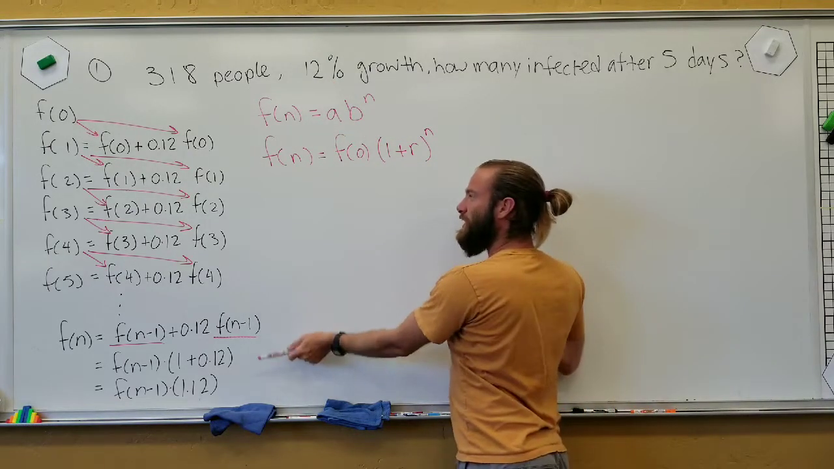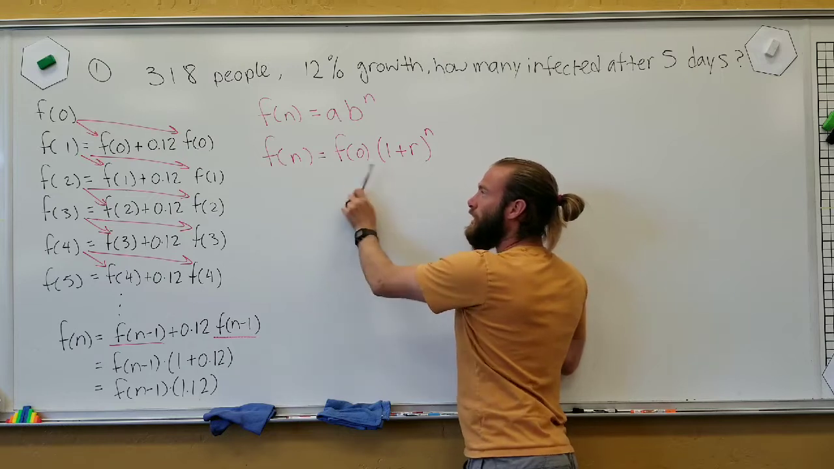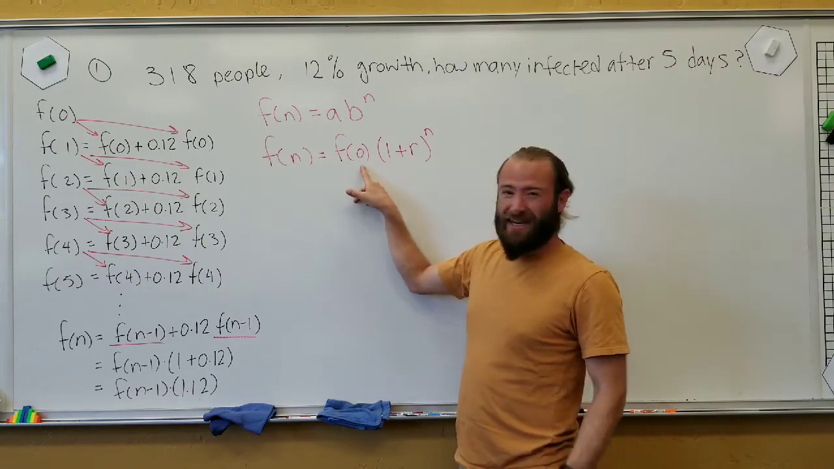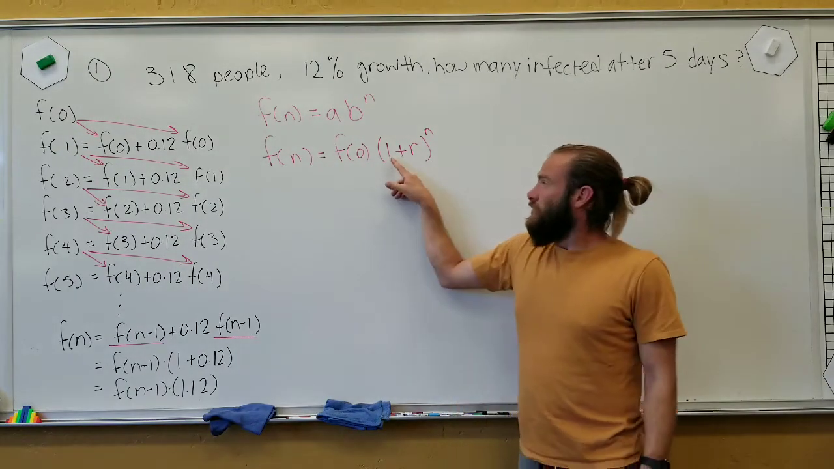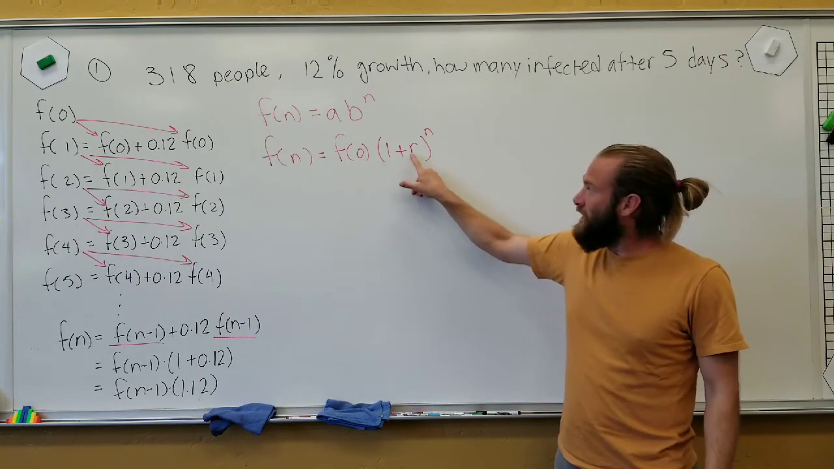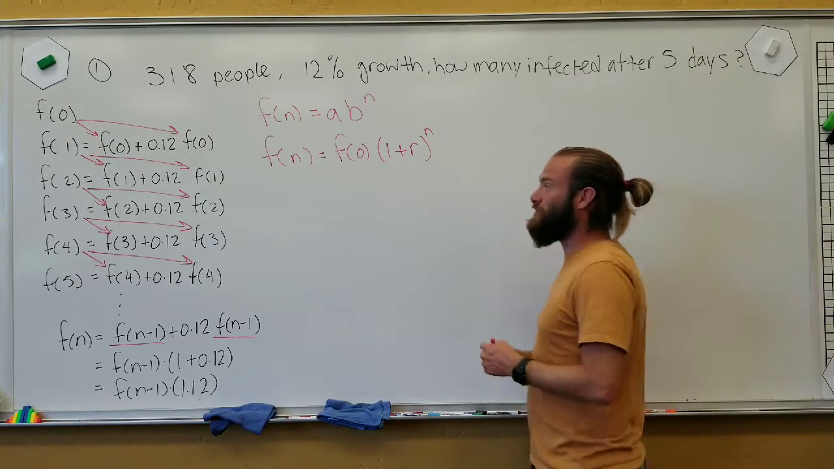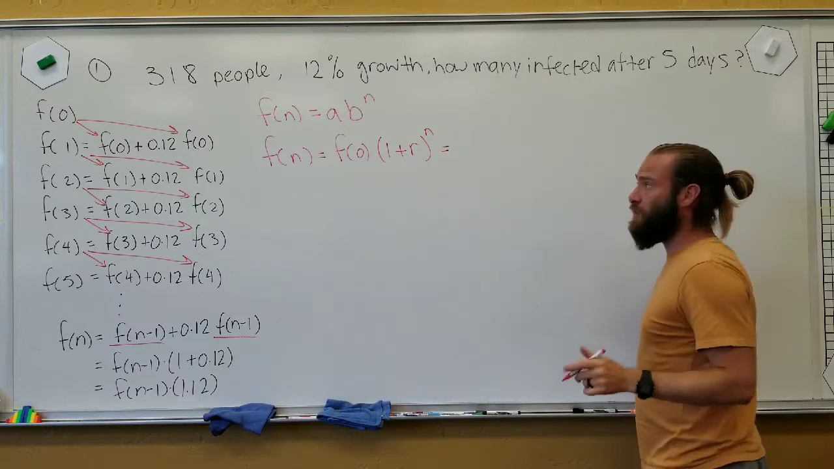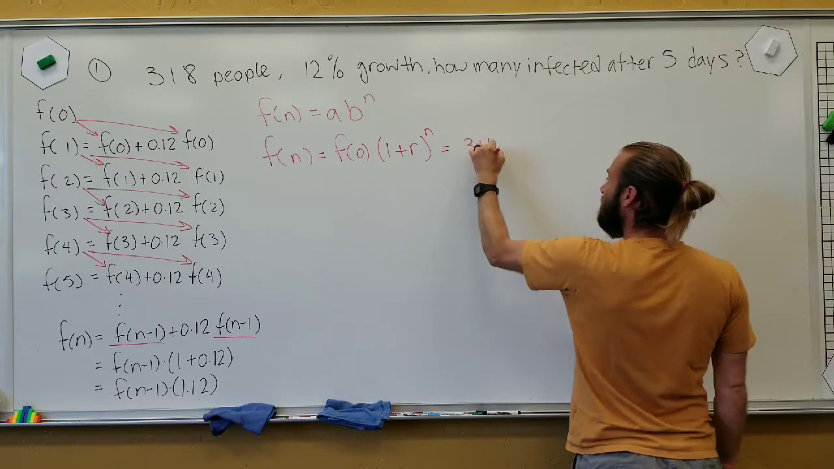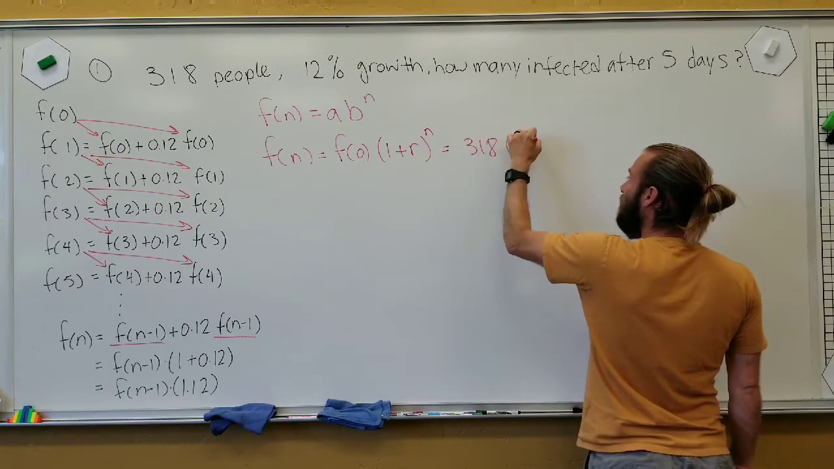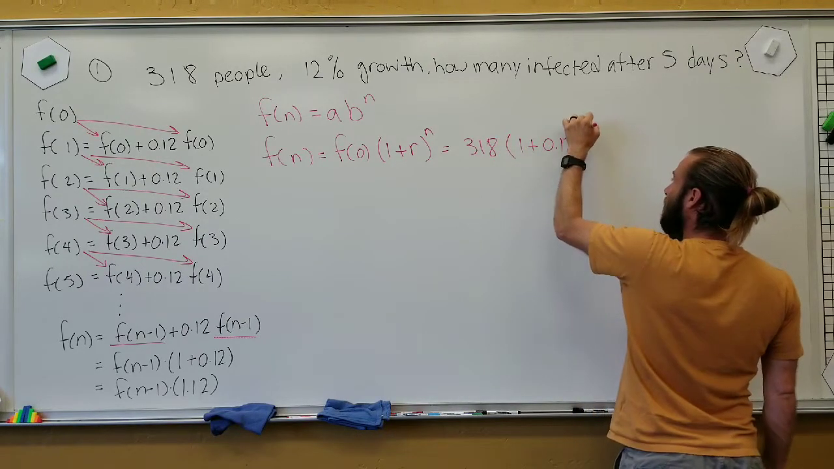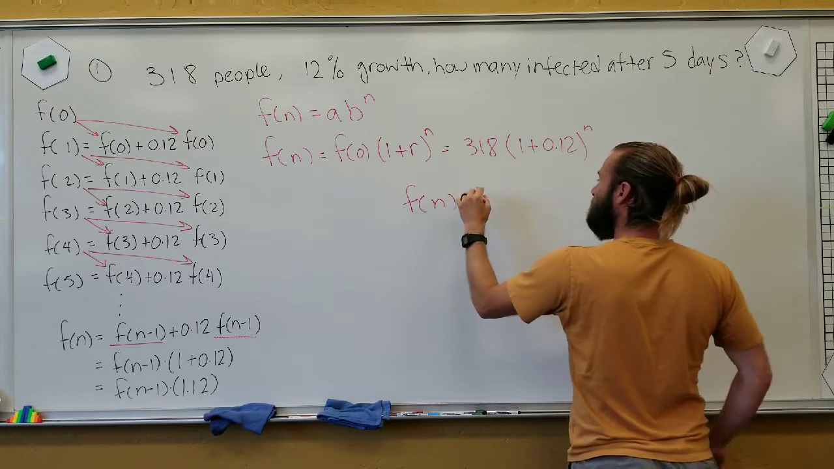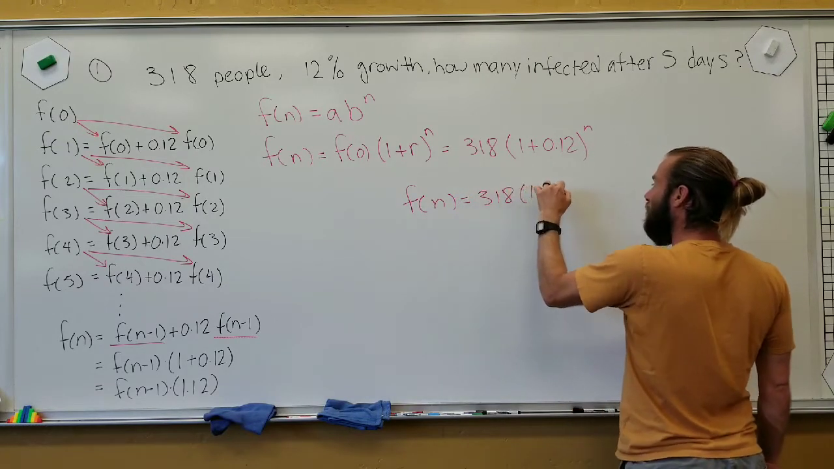Okay, as we've talked about a moment ago, a better closed form rule for this is to put it in terms of this: f of n equals f of 0, and again that just means my initial output, times, remember, 1 plus r, where r just means whatever percent. So in this case our r is 12%. So really, if I want to write a formula for this that's closed form, my f of 0 is 318. And 1 plus r is 1 plus 0.12, to the n. And so therefore I have f of n equals 318 times 1.12 to the n.